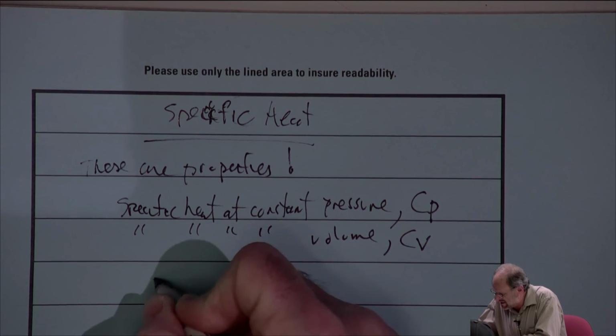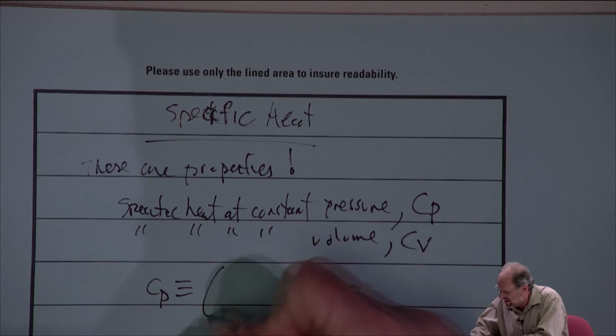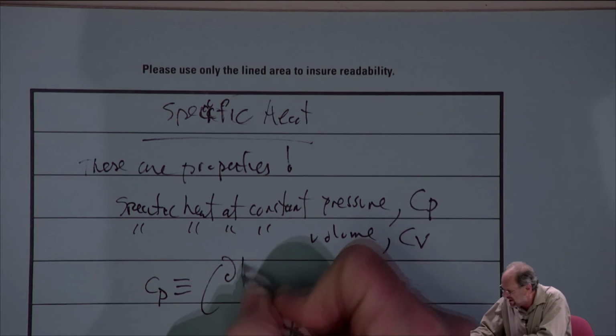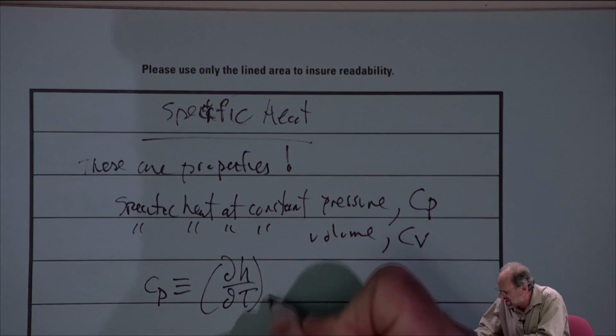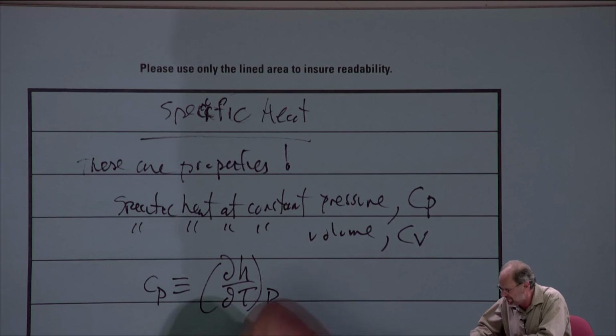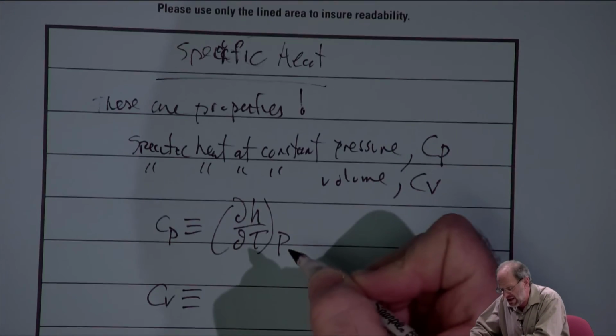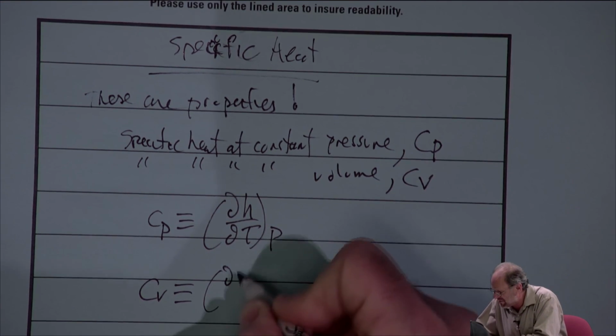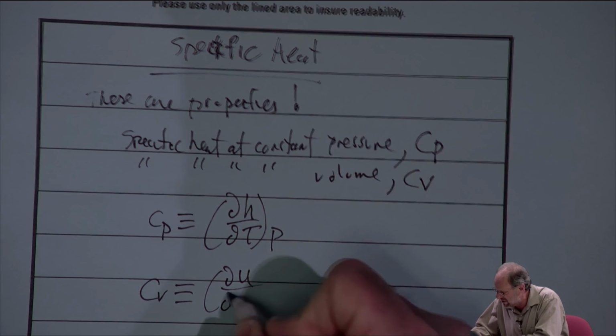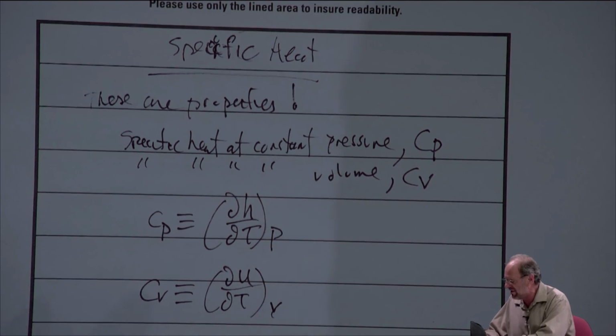We define the specific heat at constant pressure as the partial derivative of the specific enthalpy with respect to temperature holding pressure constant. And we define the specific heat at constant volume as the partial derivative of the specific internal energy with respect to temperature holding volume constant.